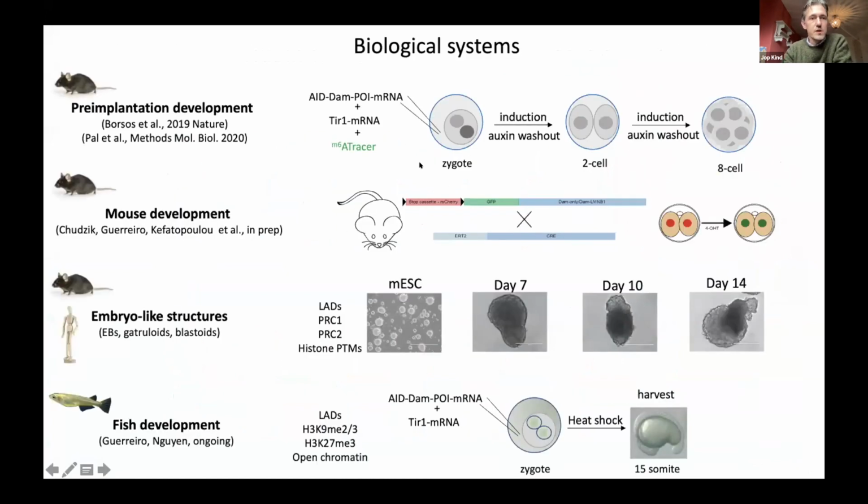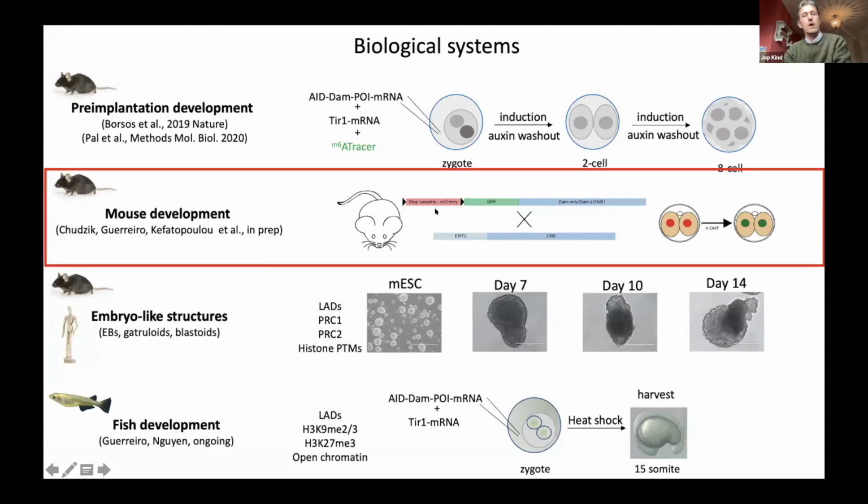So these are the systems that we developed over the years. If you're interested to hear more about any of those, you can contact me. But today, at the end of the talk, I will only be talking about this system where we developed a conditional mouse in which we can map spatial genome positioning in any cell of the developmental mouse. And this is a nice collaboration with the Mootloos lab.